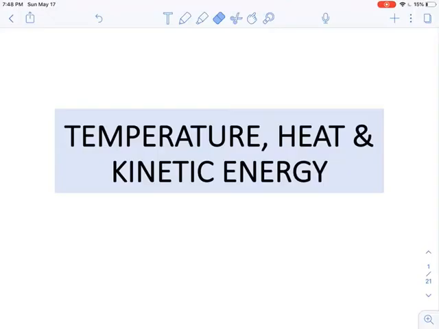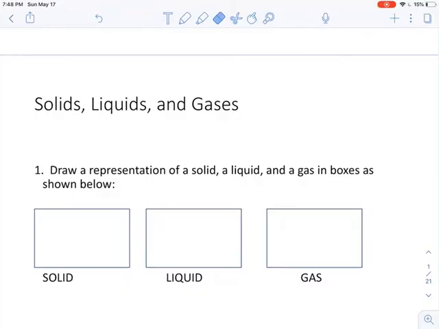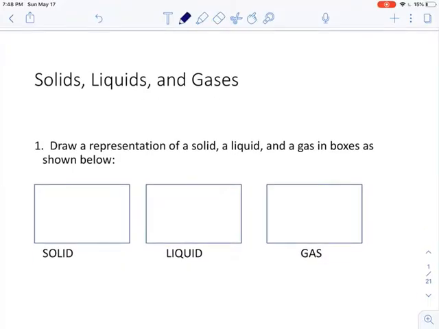Today we're going to be talking about temperature, heat, and kinetic energy. And hopefully these words look familiar, as this is something that we've talked about in the past as well as in physics class. So to start off with, we're going to start off with some review and think about how do molecules move in terms of speed at solid, liquid, and gas temperatures.